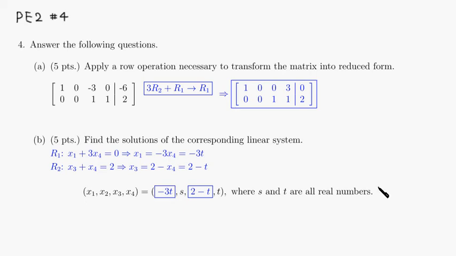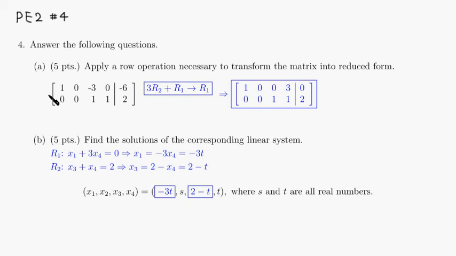All right, let's look at practice exam 2, number 4. Let's look at part A first. Apply row operations necessary to transform the matrix into reduced form. All right, so let's look at this.